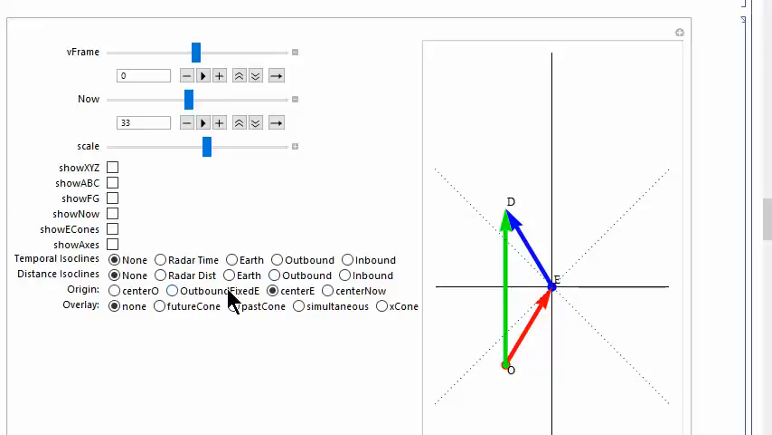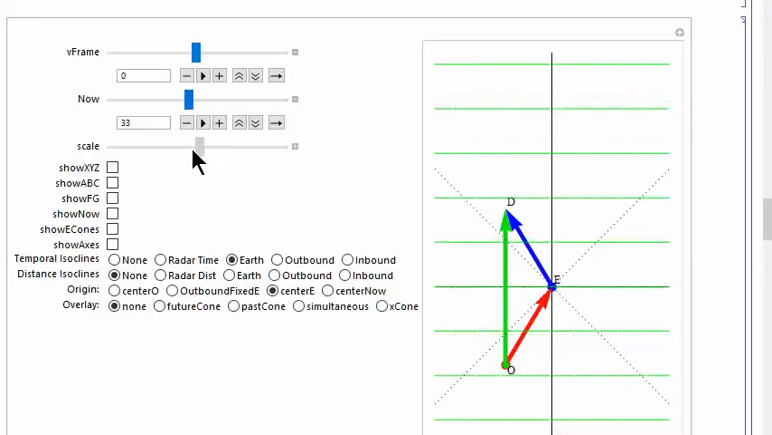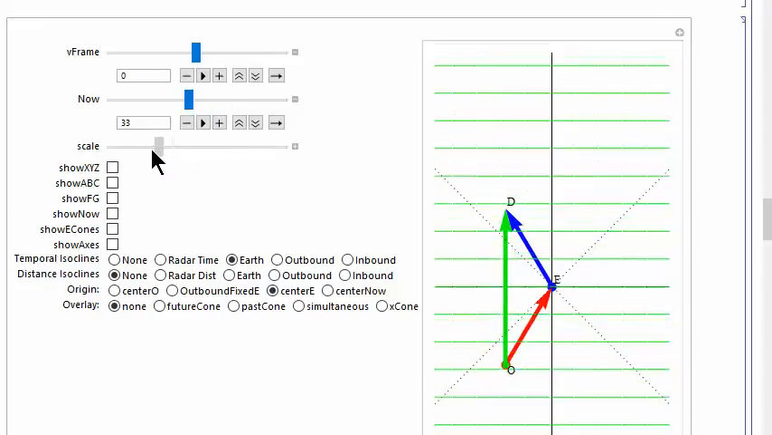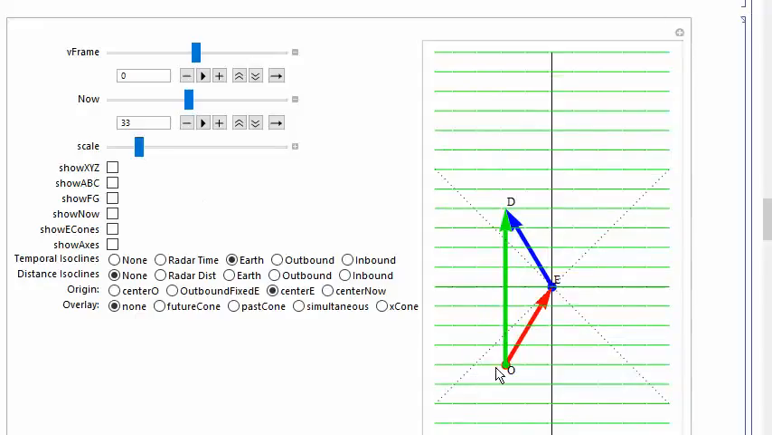I'll turn on the Earth time isoclines and adjust the scale so that we've got four units of time from point O. 1, 2, 3, 4.